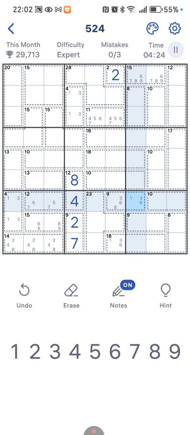1. 10 up here, can't be 4 and 6, can't be 3 and 7. So it's 1, 2, 8, and 9.